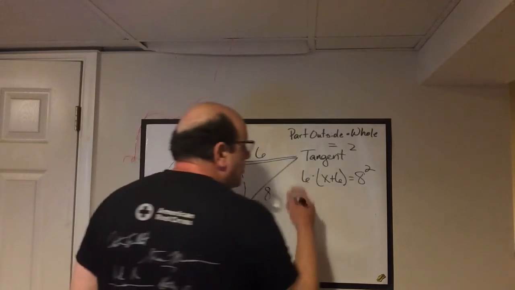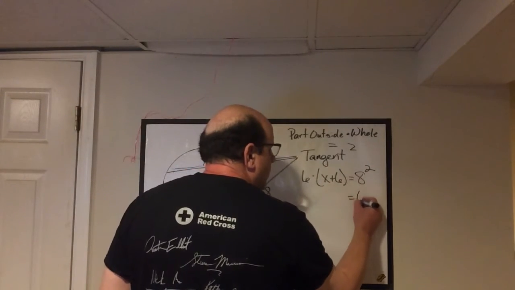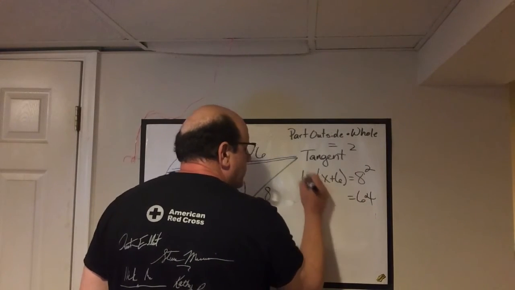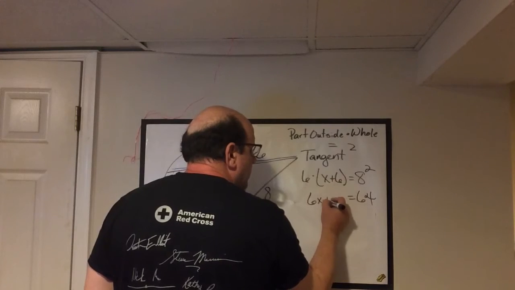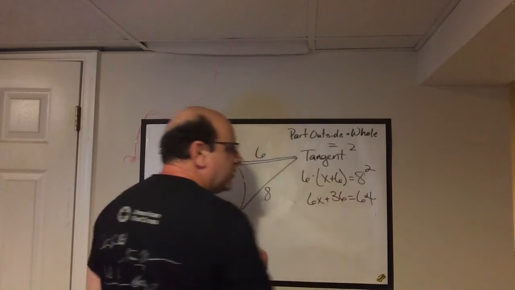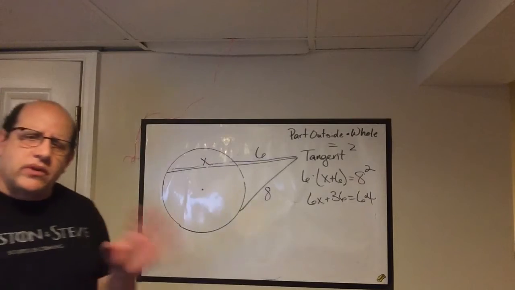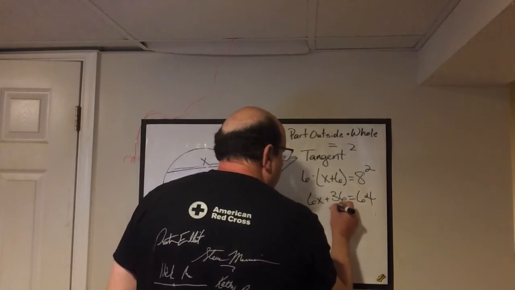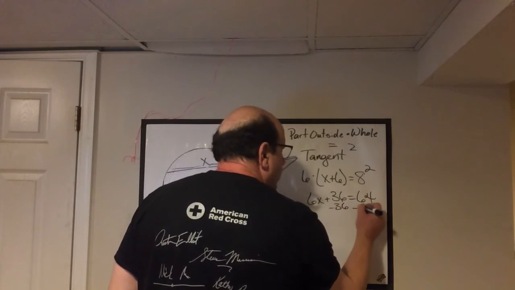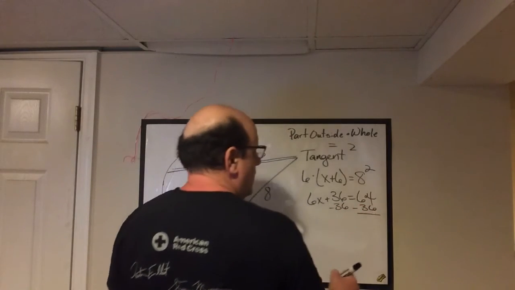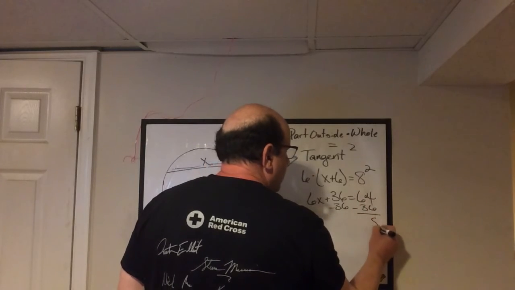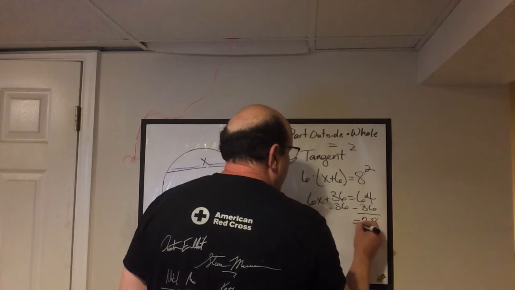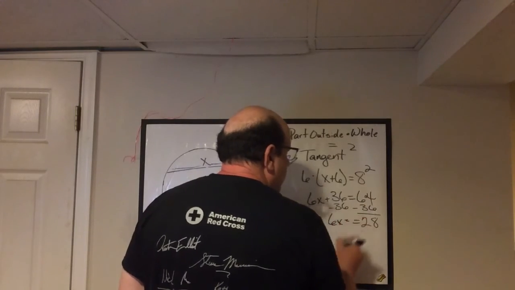And so we're going to have to do some math. I already know that 8 squared is 64. 6 times x is 6x. And then 6 times 6 is 36. Okay, and we'll see if this works out. We'll round to the nearest tenth if we have to. I'm going to subtract 36 from both sides. Minus 36. And 64 minus 36 is 28. It doesn't work out. 6x equals 28.